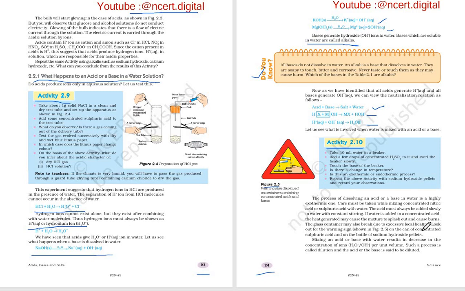Look out for the warning sign, shown in Figure 2.5, on the can of concentrated sulfuric acid and on the bottle of sodium hydroxide pellets. Mixing an acid or base with water results in decrease in the concentration of ions, H3O+/OH-, per unit volume. Such a process is called dilution and the acid or the base is said to be dilute.